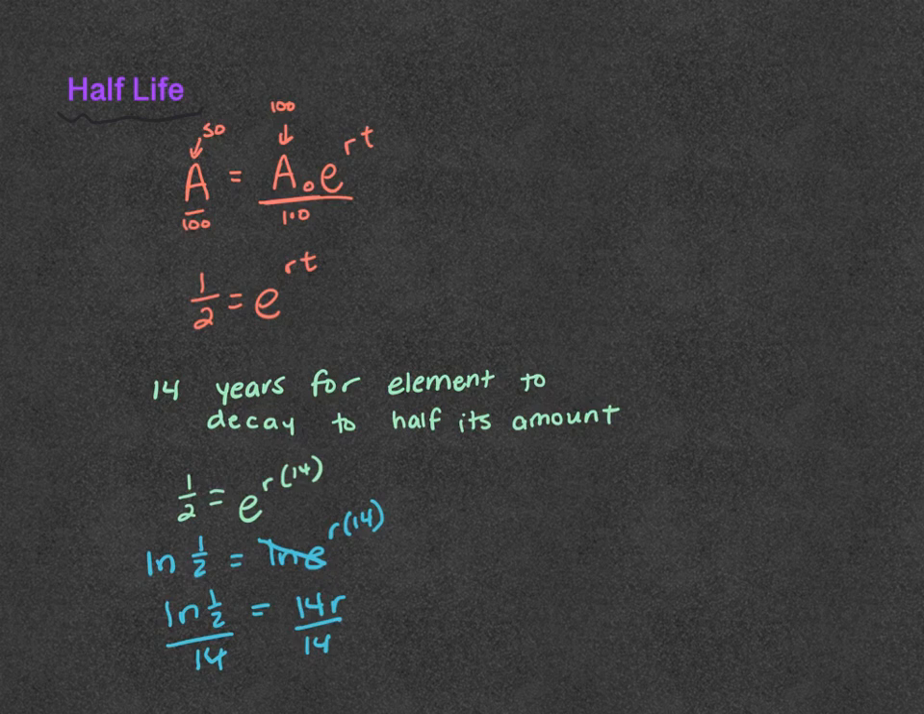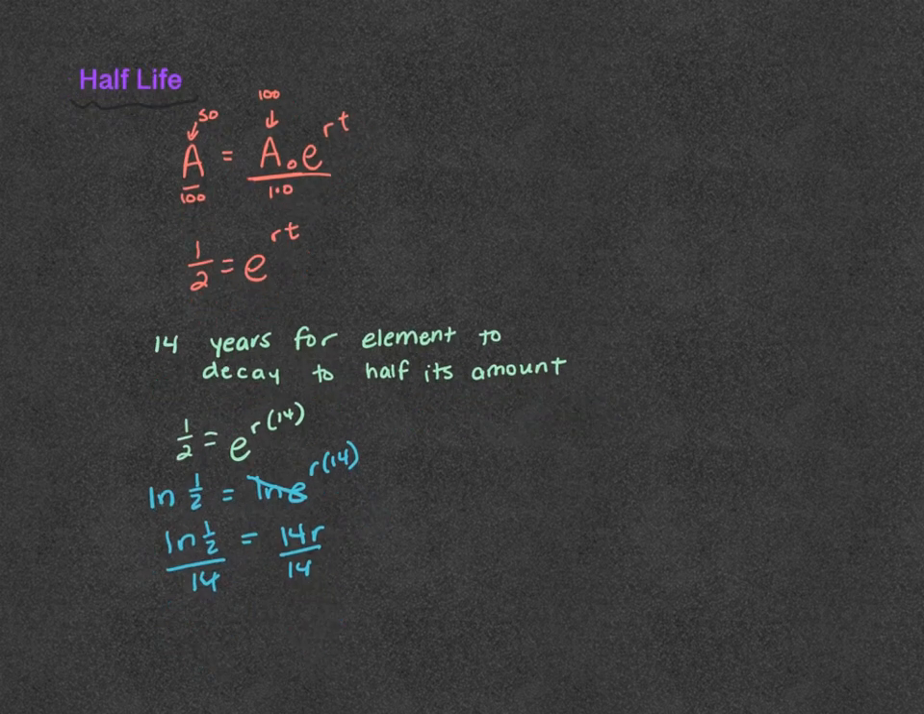So ln of 1/2 divided by 14 tells me that this rate is negative 0.049 or 0.05. Now it should be negative because this is a decaying rate. And that decaying rate in percent would be 5%.